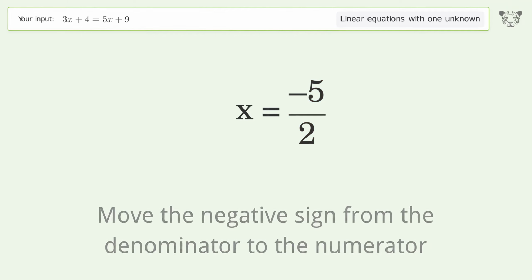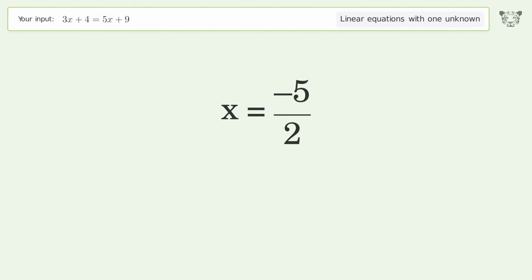And so the final result is x equals -5/2.